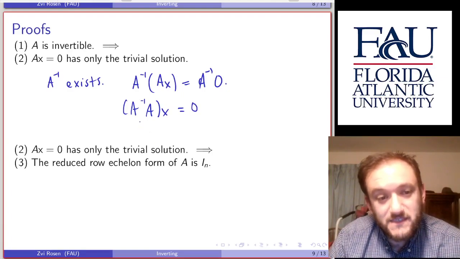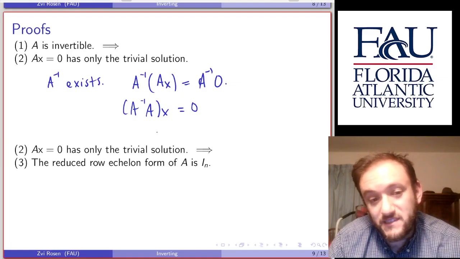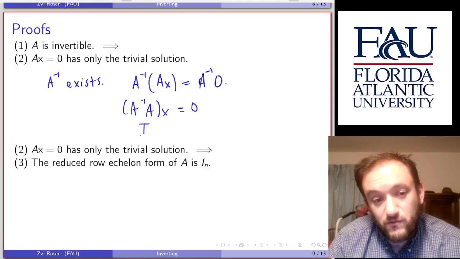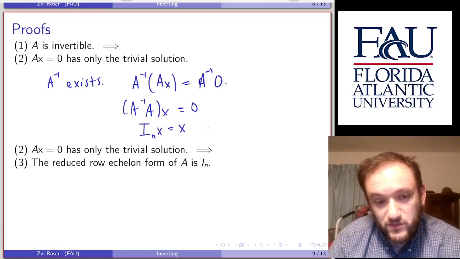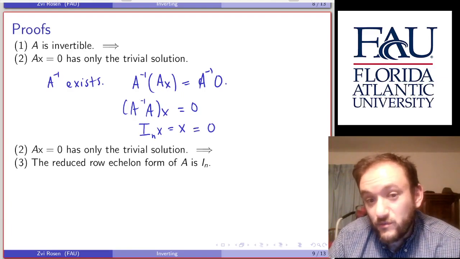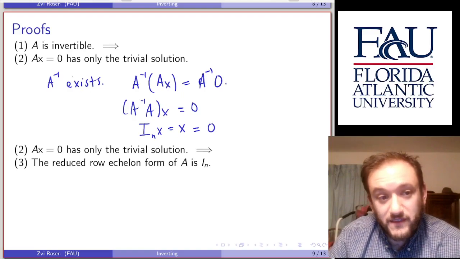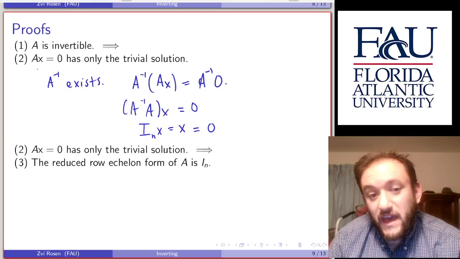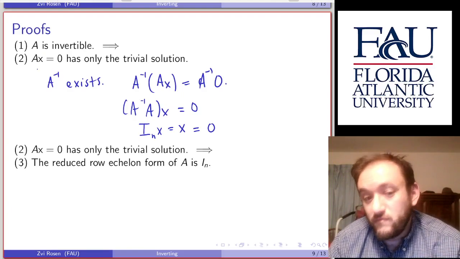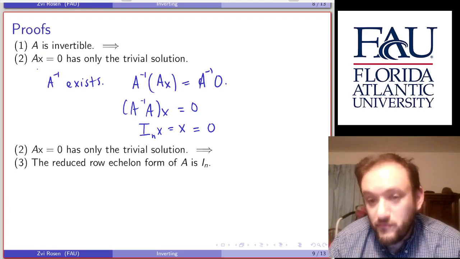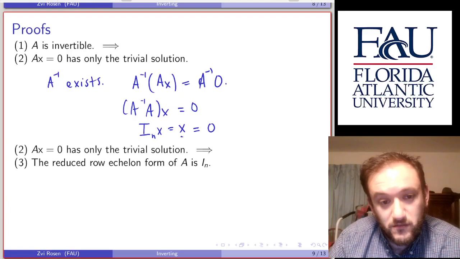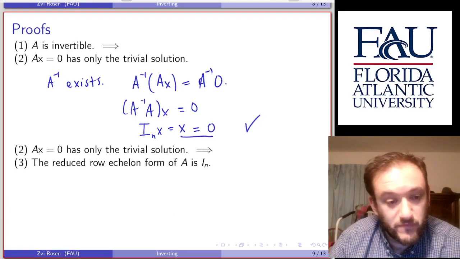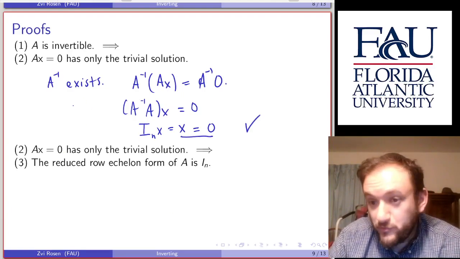Meanwhile, on the left-hand side, we know A inverse A is the identity matrix. So this is just going to be I_n times x. But we know that the identity matrix just gives you back the vector you started with. So that tells us that x is equal to 0. Okay, and so if Ax equals 0, then x itself is equal to 0 by this chain of reasoning. So now that proves 1 implies 2.